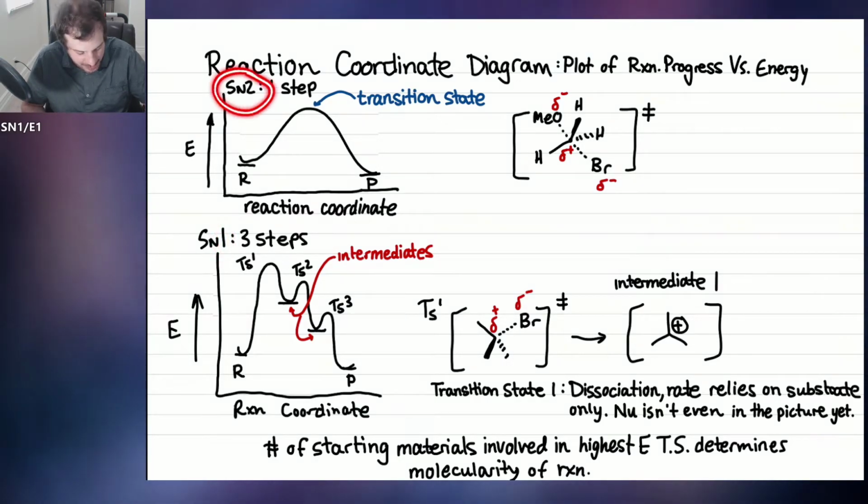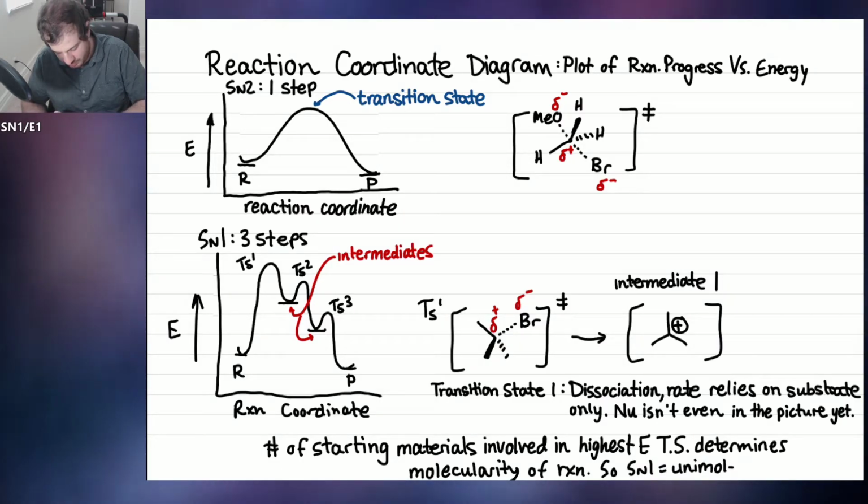In the SN2 reaction, two molecules, two starting materials, are involved in the highest energy transition state step. So it's a bimolecular reaction, and that's why it's called SN2. And if there was a possible SN3, then there would be three starting materials involved with the transition state. So for the SN1 reaction, there's one molecule involved in the starting material, so SN1 is what we call unimolecular.